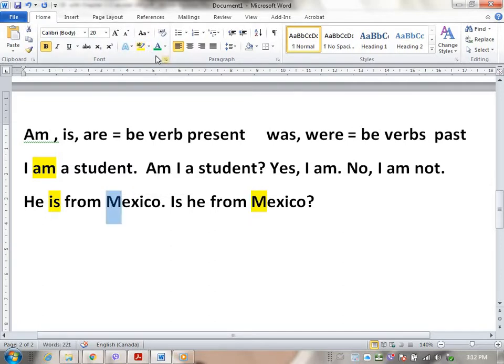If you see here Mexico, because now it is a country, then I have to make it capital. Yes, I understand. In Spanish it is the same. Okay, good. Then I'm gonna say here the answer. Yes, he is. Or maybe he's not from Mexico. I say no, he is not.